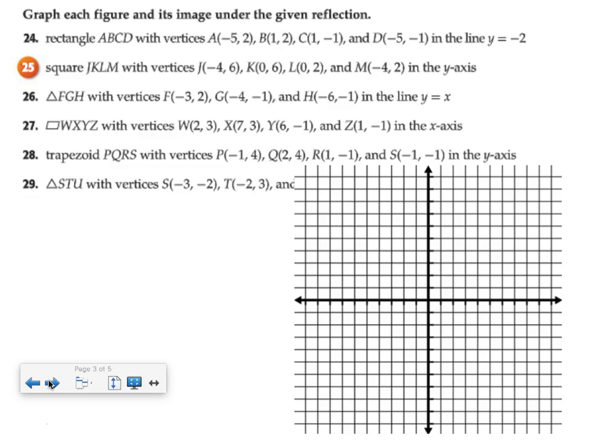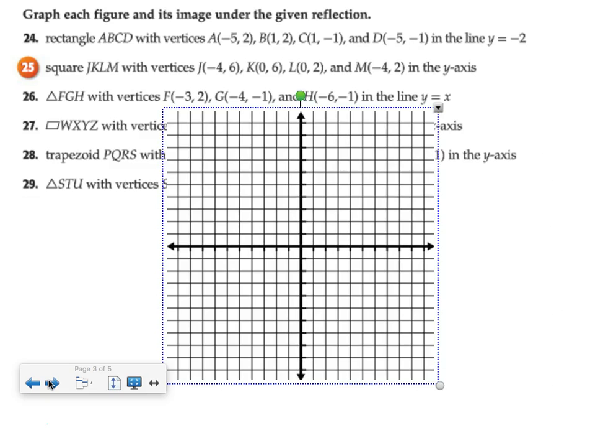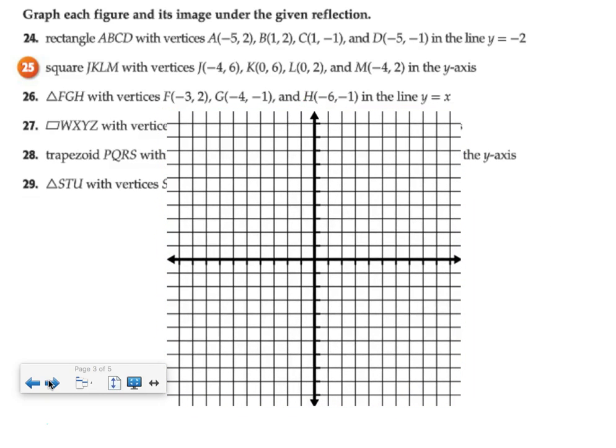So if we do 24 here, I'm going to move my graph, make it big. So 24 says rectangle ABCD with the following vertices: (-5, 1), (2, 3), (4, 5, 2). There's A, 1, 2. There's B, 1, -1. Uh-oh, my B was wrong. There's B. There's C. There's D.